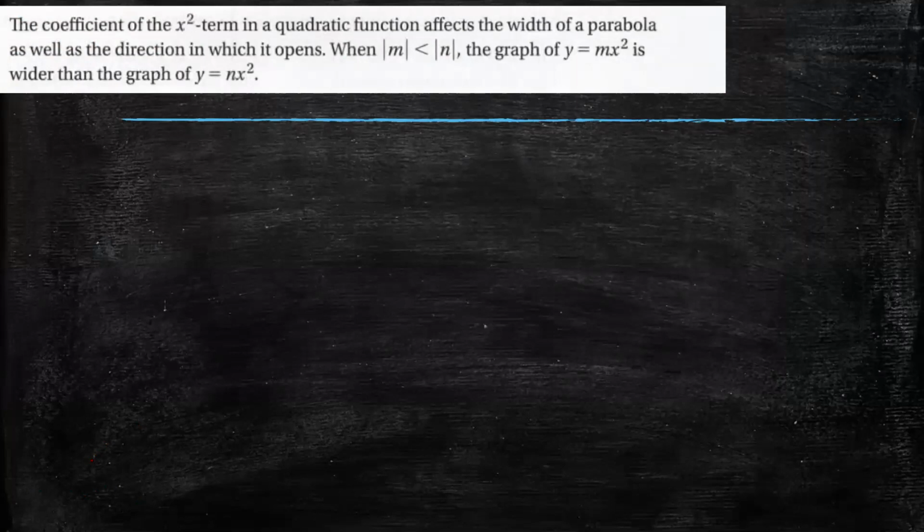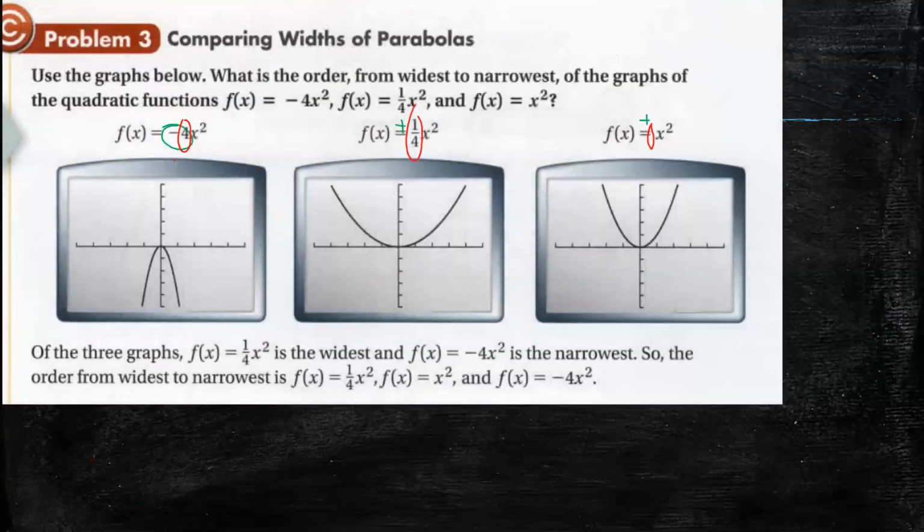Means teacher, the smallest number will be the widest. Yeah. I told you the opposite. Okay, look here. I will repeat from the beginning. Now I look at the numbers. Here we have 4, 1 over 4, and 1. Which is greater? I took the absolute value of each one. Here we have 4. The absolute value of negative 4 is 4. 1 over 4 and 1.